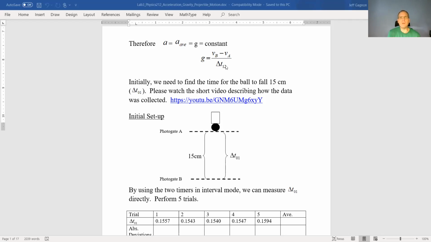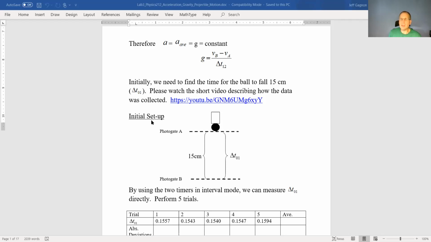Now initially, we need to calculate the time for the ball to fall the first 15 centimeters. We want to measure that delta T01. Think of 0 as the location of the ball dropper, and 1 as the location of photo gate A when it's at 15 centimeters below.